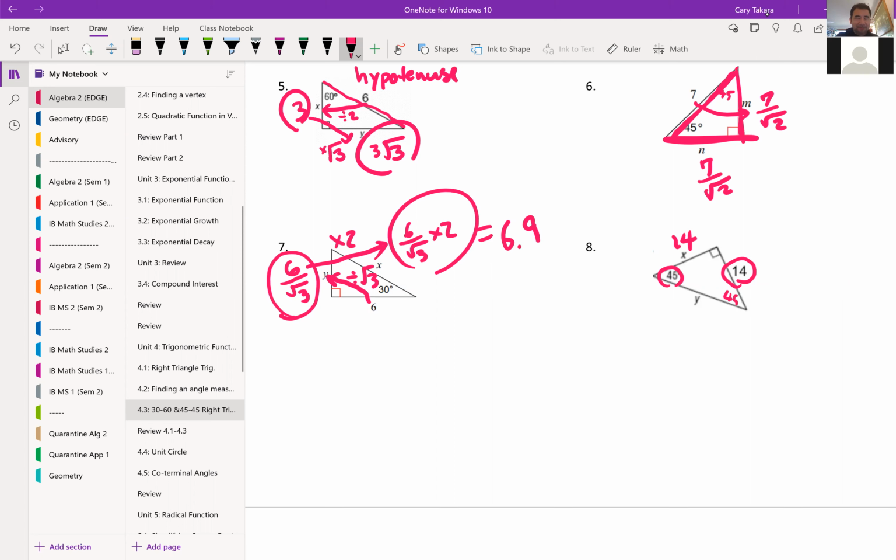Very good. And how do you get to y? You gotta multiply, right? Because you're going from short to big, longer. And then what do you multiply by? You're going to multiply by square root of 2. 14 square root of 2 is 19.8.